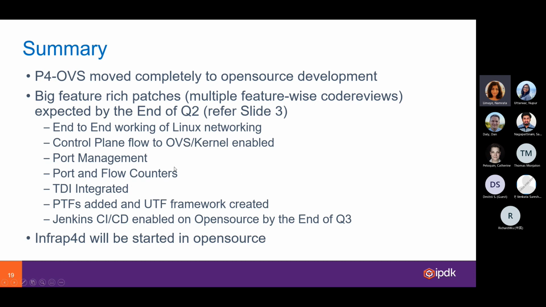We have end-to-end Linux networking, and the control plane flow is working, along with port management and port and flow counters. We have TDI integrated. You'll see PTFs are added, and a UTF framework has been created as well. In the Jenkins CI/CD, we'll be enabling the PTF soon for pre-commit.